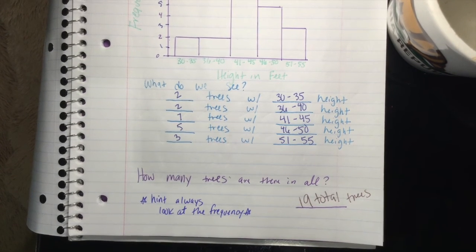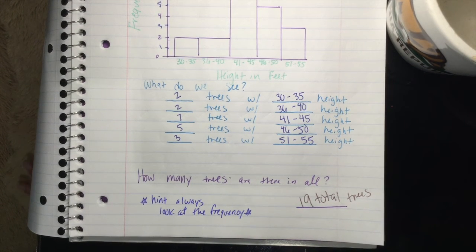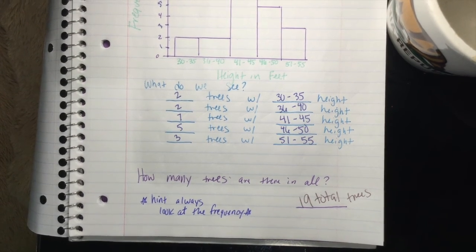So that was a pretty simple one. If you have any questions, please let me know. The IXL is just interpreting it, so you're not going to be creating your own histogram. You're just interpreting what it looks like.